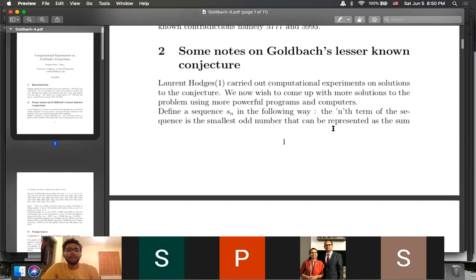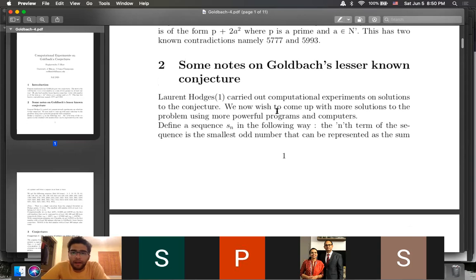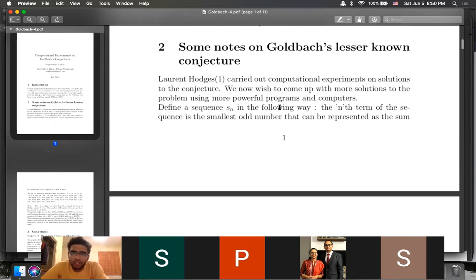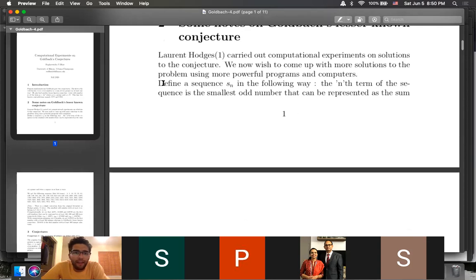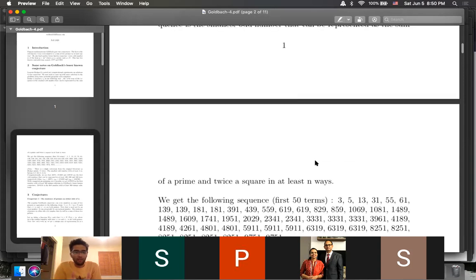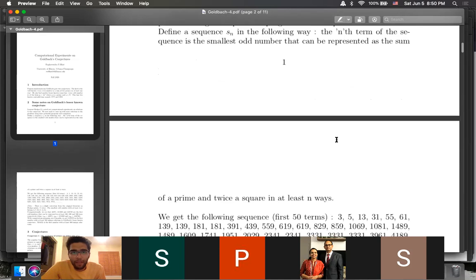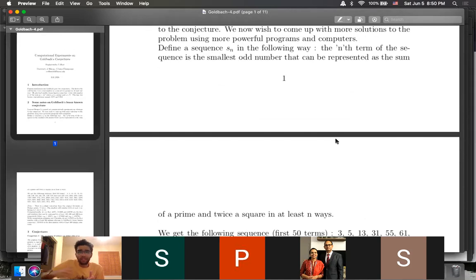So what he did was, let's look at some of the things that are written in this paper here. He wanted to come up with solutions to the conjecture, and he defined a certain sequence. Okay, and he defined a sequence where, so right now we know that every odd number can be split into a prime plus twice a square. He wanted to come up with a sequence where the nth term of the sequence can be written as a sum of a prime and twice a square in n number of ways.